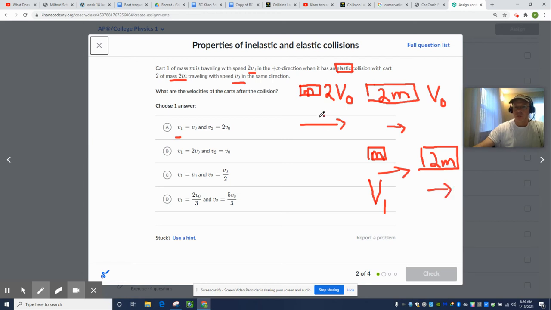So this guy comes in fast, and they want to know, well, what happens? The little guy comes in at 2v0 and leaves at what? V1. That's what they call the final velocity of the little guy. All right, so like I said, I started doing the fancy system of equations, the simultaneous conservation of momentum and conservation of energy. If you see elastic, all of that stuff is legal. But look, there are three ridiculous choices.